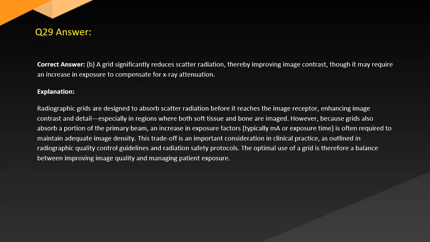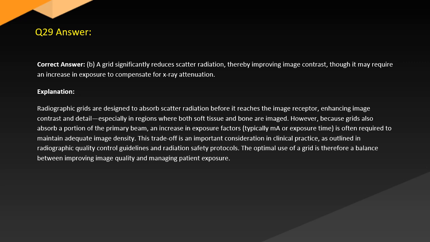Answer. Correct answer. B. A grid significantly reduces scatter radiation, thereby improving image contrast, though it may require an increase in exposure to compensate for X-ray attenuation. Explanation. Radiographic grids are designed to absorb scatter radiation before it reaches the image receptor, enhancing image contrast and detail, especially in regions where both soft tissue and bone are imaged.